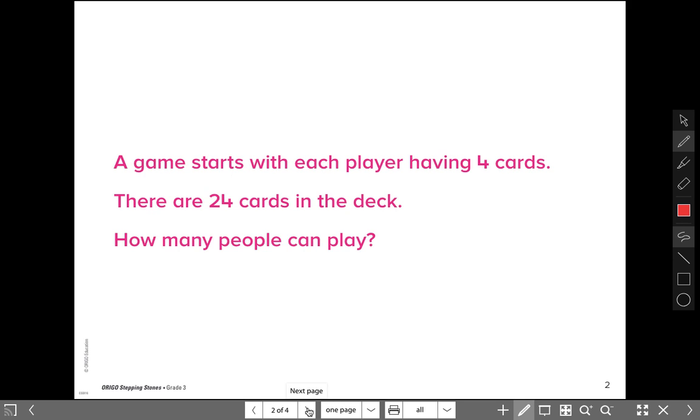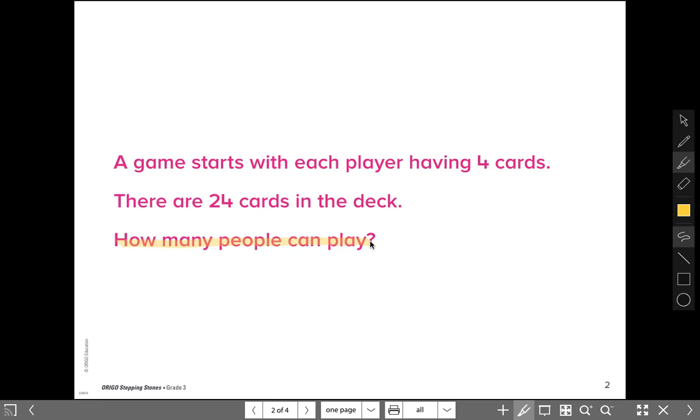Okay, so there's a couple ways we could do that. The first is we go through our solving word problems checklist. We read it. Now we need to consider, what's it asking? What's this problem asking, Sophie? How many people can play? We want to know how many people can play this card game. Okay, what do we know?